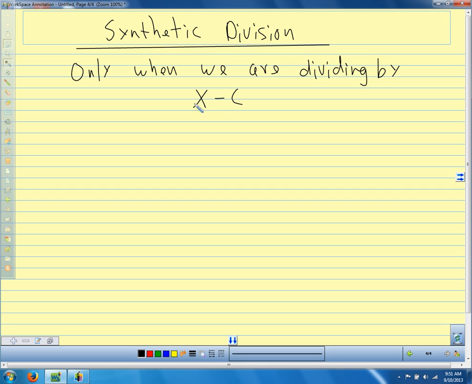So only when we have something in the form x minus c. So let's look at an example of how we're going to set up synthetic division. I know you guys have seen this before, so I'm not going to spend a lot of time on how to set it up. So we have 3x to the third minus x squared plus 2x minus 3, and we're dividing by x minus 2.